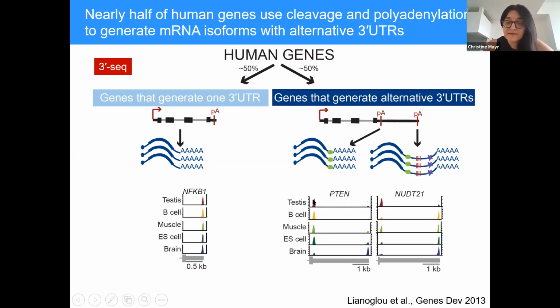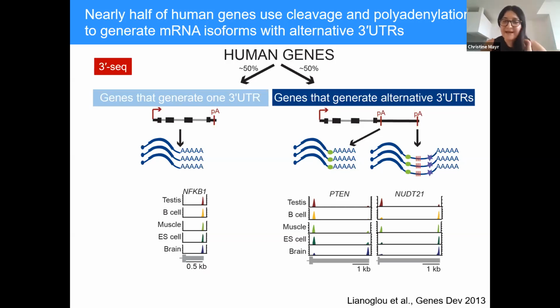So this peak is generated when a proximal poly A signal is used and it makes an mRNA with a short UTR. And this peak here is made from the usage of this poly A signal. So here the mRNA has a long 3' UTR. In both cases, the protein that is encoded is the same. So the only difference is the 3' UTR sequence.